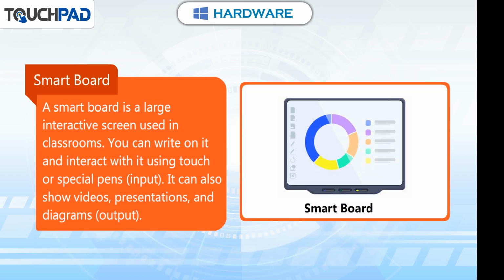Smart board. A smart board is a large interactive screen used in classrooms. You can write on it and interact with it using touch or special pens. Input. It can also show videos, presentations, and diagrams. Output.